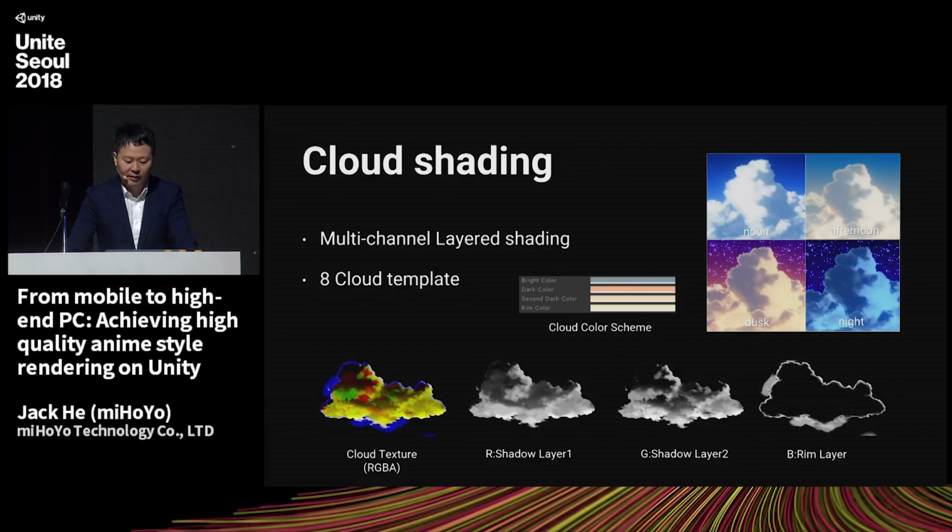We will use 4 layers to shade the cloud: the basic lighting layer, shadow layer 1, shadow layer 2, and the rim light layer. Through assigning different colors to each layer, we can get different time of day color schemes. We also have 8 types of cloud template, so we can construct all the cloud landscapes.